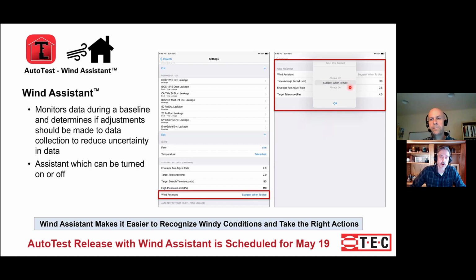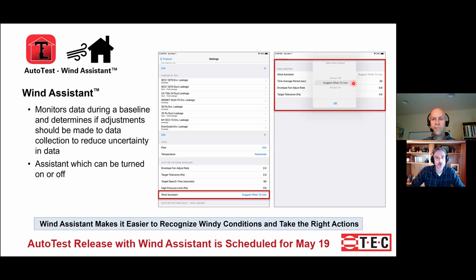This would be where, maybe you're in a coastal setting where you always want it on and you don't want to be reminded. But it defaults, and most users will want to be in this suggest-when-to-use mode. That means it will detect during the initial pre-baseline how much wind I am seeing and how much fluctuation in building pressure I am seeing during this 10-second baseline. And if I see too much variation, I'm going to tell you, looks like it's windy.